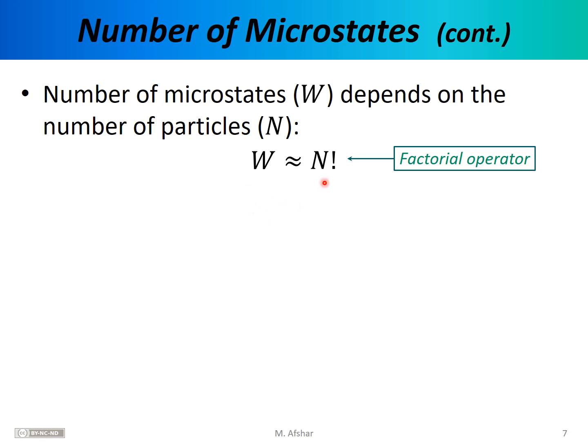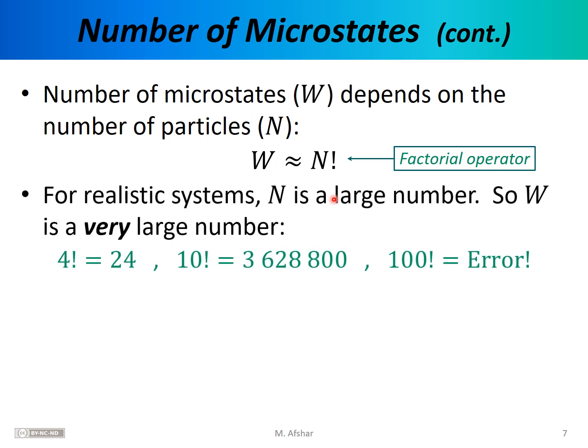Now, what I'm saying here is a very crude approximation, and I'm not going to prove it. You'll just have to believe me that the number of microstates is very roughly related to the number of particles factorial. For realistic systems, n is a large number. In any realistic system, you might have 1,000 or 1,000,000 or an Avogadro number of particles. And so W, which is equal to n factorial, is a humongous number. It's a very, very large number.